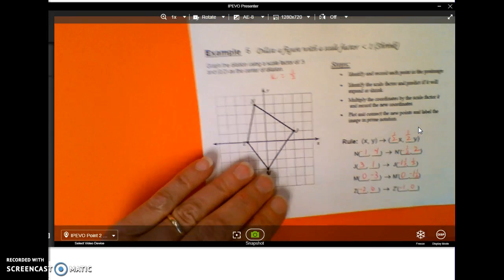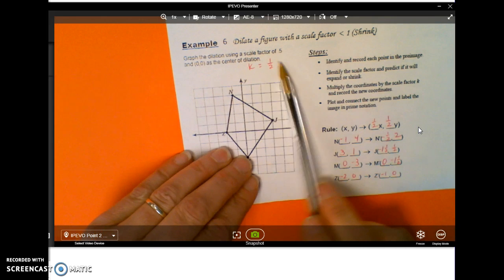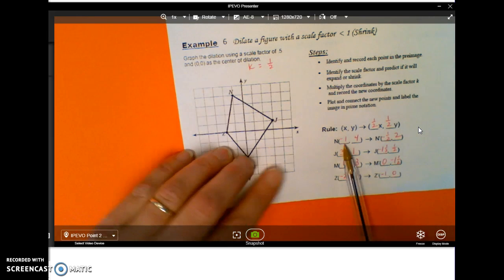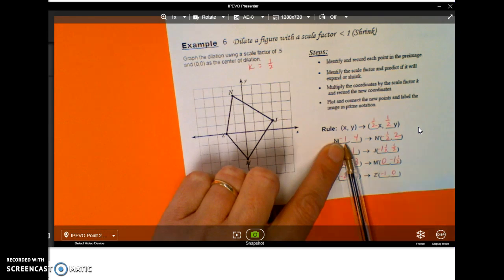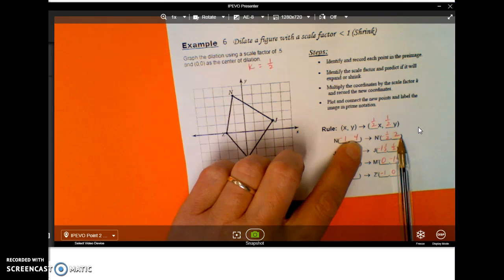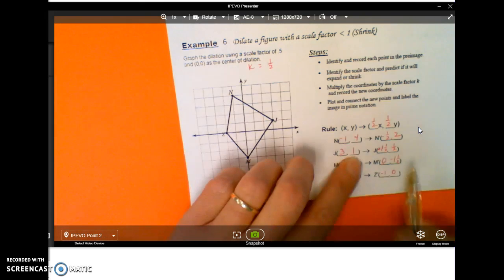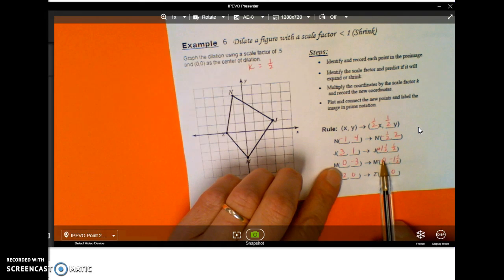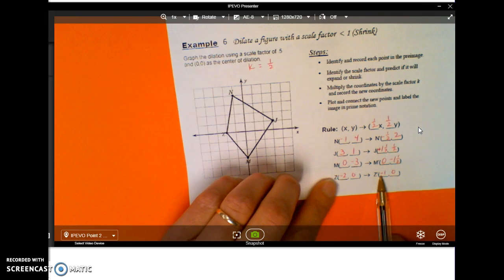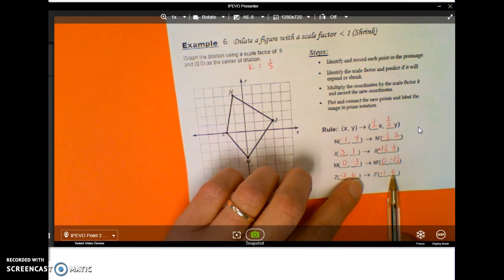Now, for number 6, you had 4 points to look at, and this one was a little trickier because your scale factor was 1/2. When you multiply by 1/2, you're cutting these numbers in half. So half of negative 1 is negative 1/2. Half of 4 is 2. Half of 3 is 1.5. Half of 1 is a half. Half of 0 is 0. Half of negative 3 is negative 1.5. Half of negative 2 is negative 1, and half of 0 is still 0.